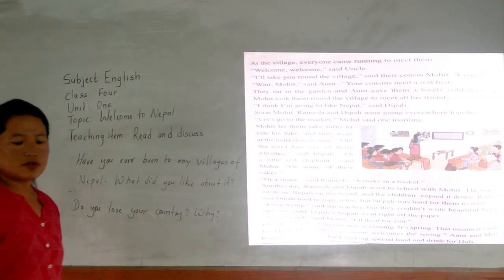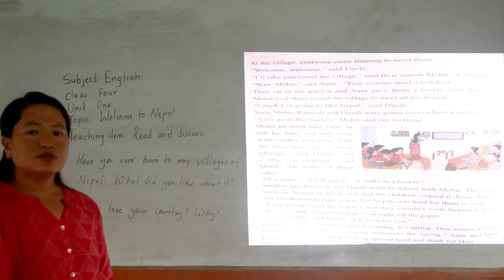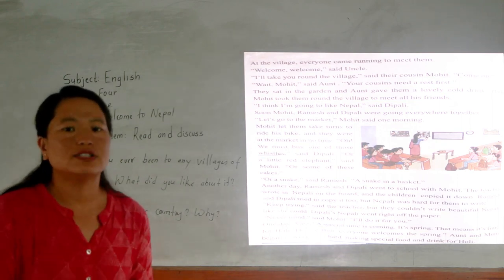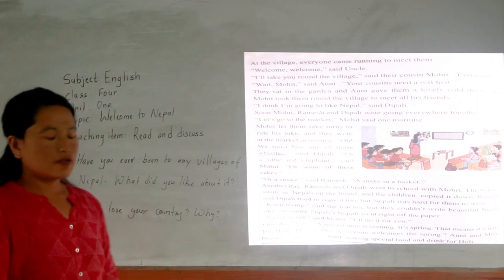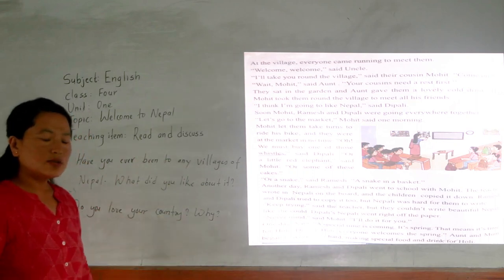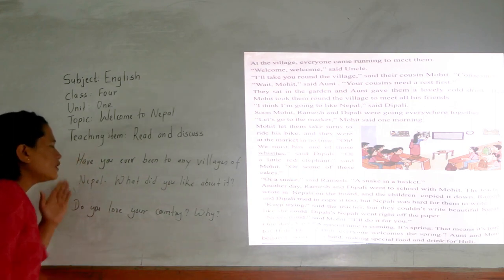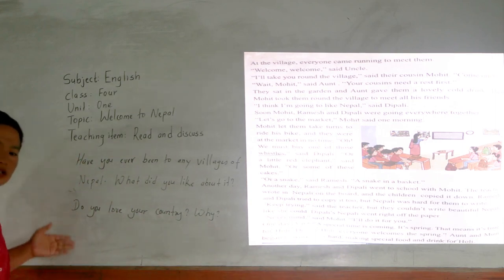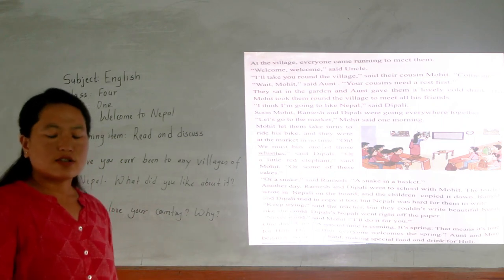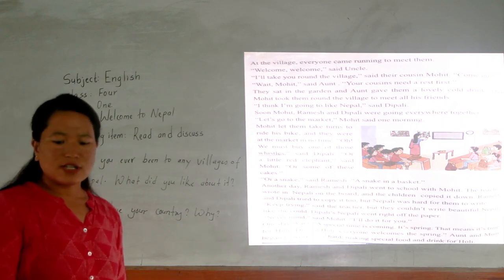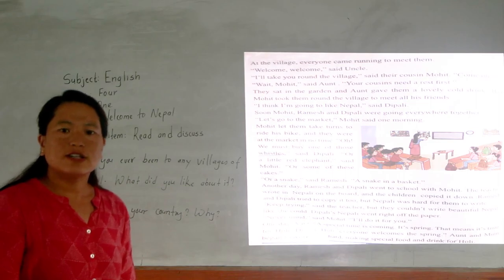Tomorrow I will explain it to you. Okay, first of all, you have to know how to read it. Therefore, read the text at home and think about this question. Answer it. And as I have told you, you have to write down the new words 5 times with meaning. Okay, this was for today. Thank you.